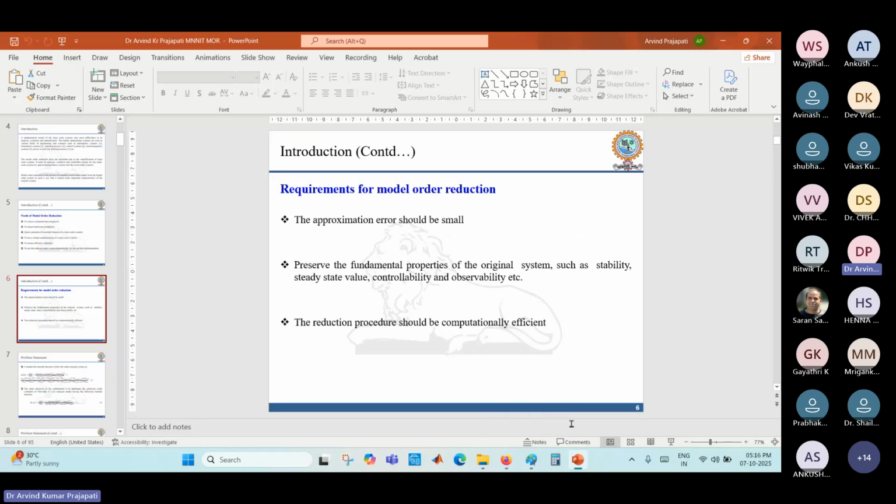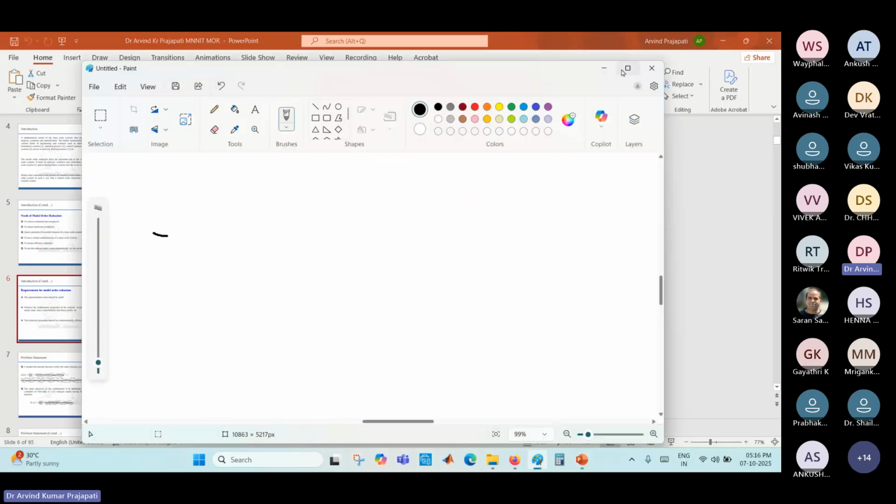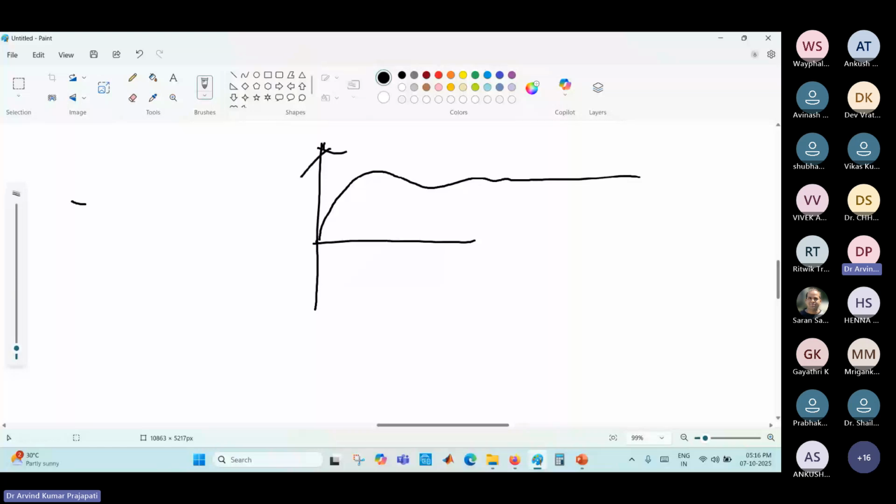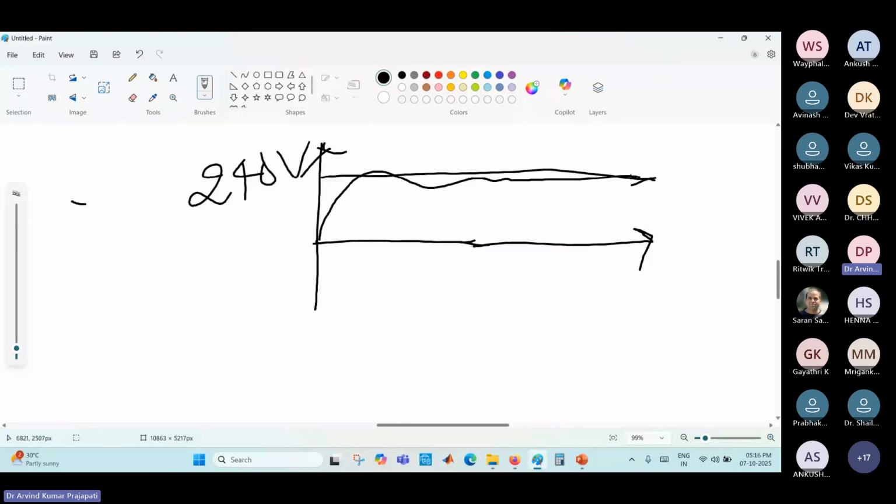So what is the approximation error? I will just tell here how you can determine the error. Suppose your system is there, and in that system you are giving a step response. This is the step response of the original system. Why are we taking the step response? Because most of the signals we use are step signals, and in this system we give a steady state value like 240 volts, so our output reaches this 240 volts.